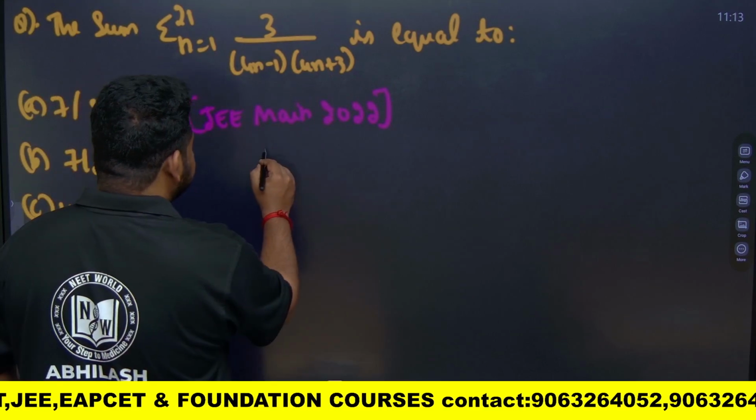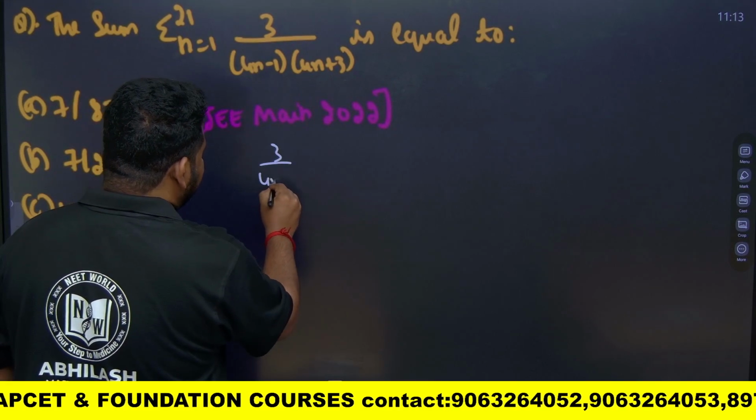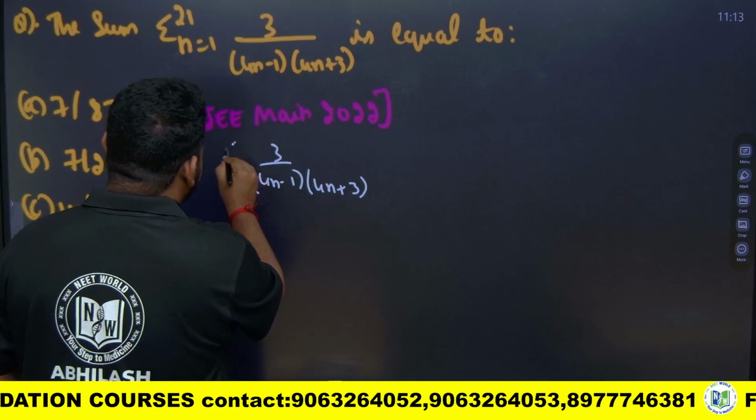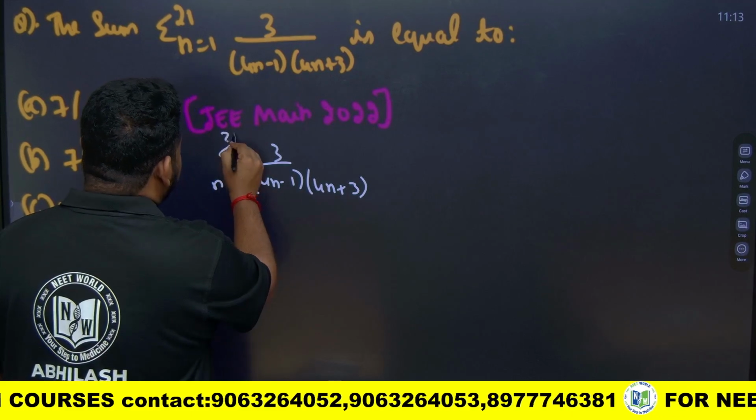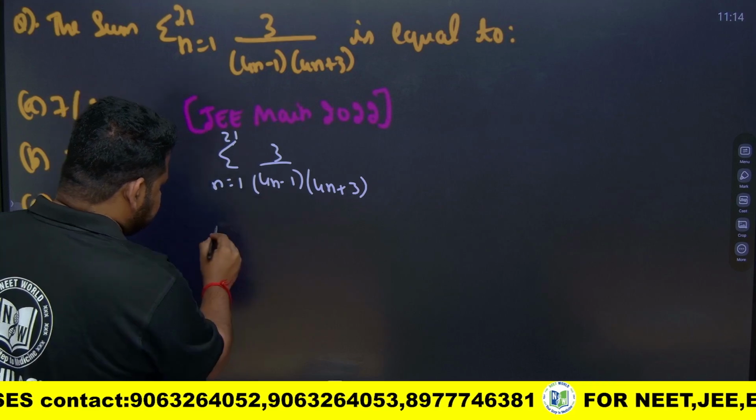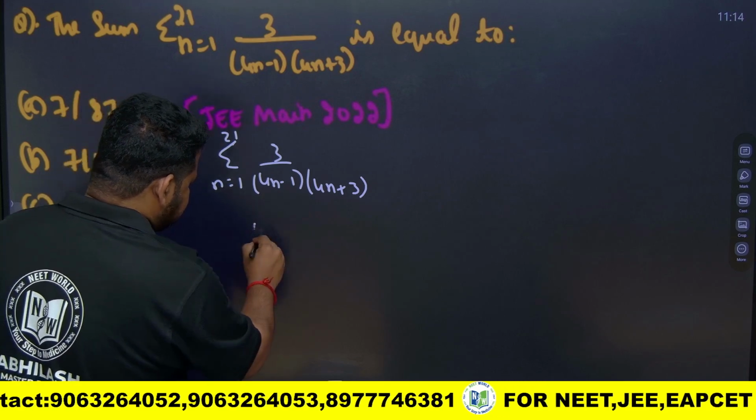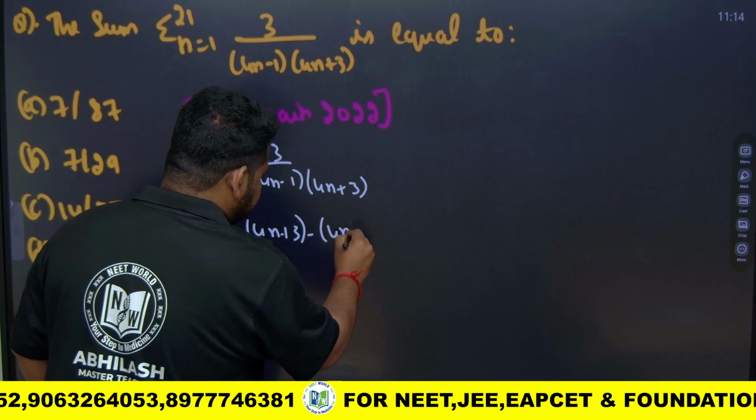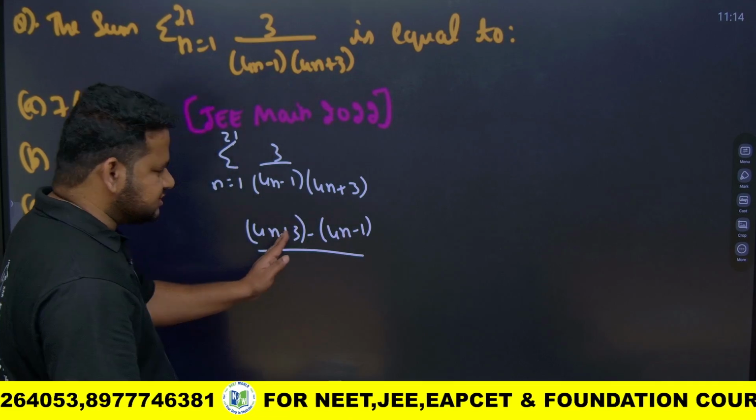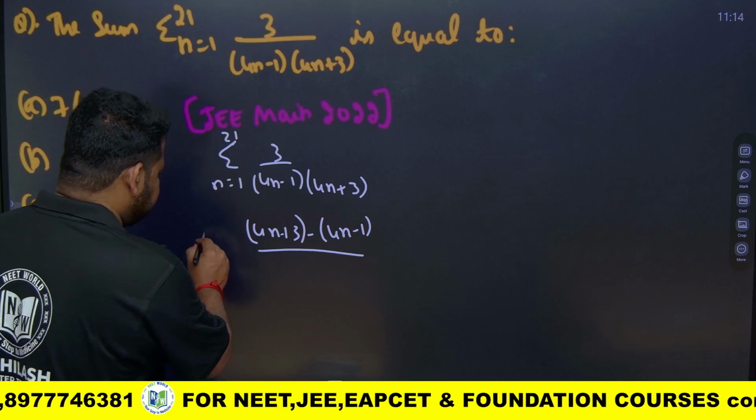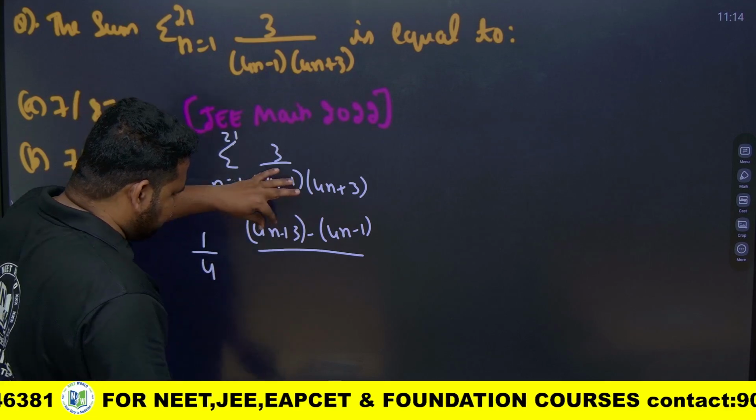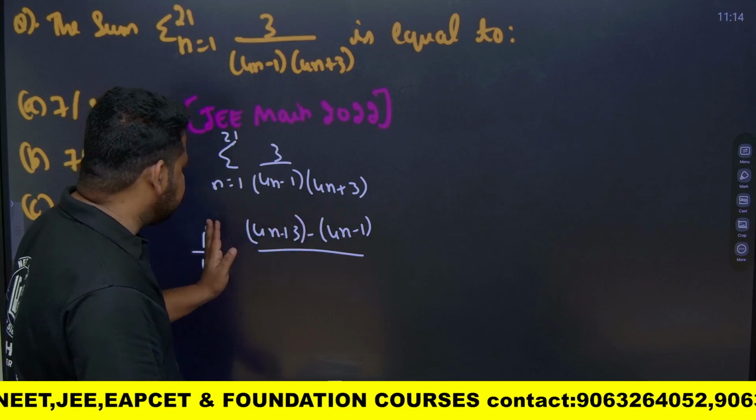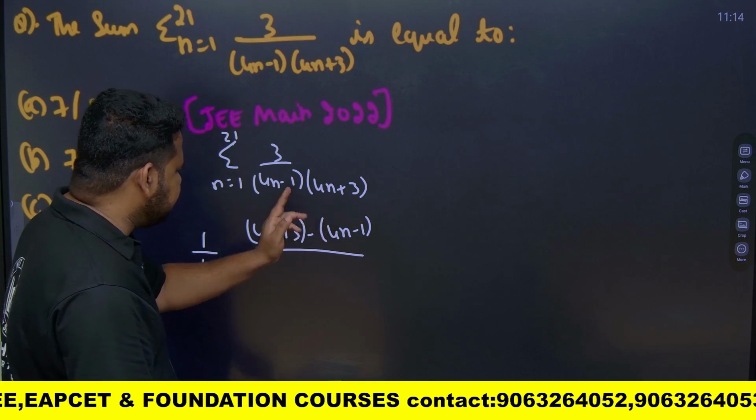What we have here is 3 by (4n minus 1) into (4n plus 3), summation of n running from 1 to 21. Now what can I write? If I write (4n plus 3) minus (4n minus 1), what will I get here? I will get 4. So let me divide by 4 here. The 4n cancels, plus 3 plus 1, I will get 4. But I want just 3 here.